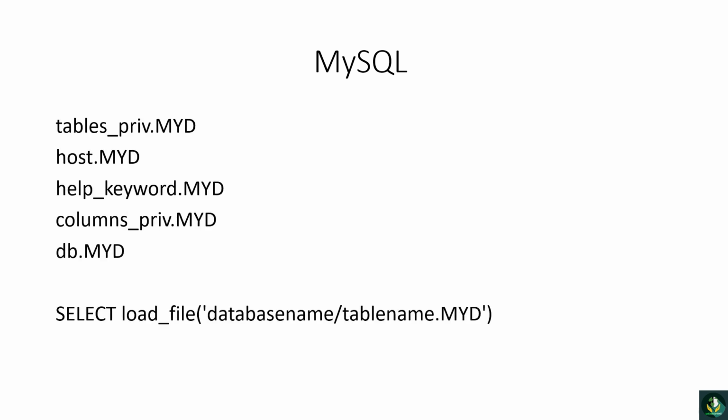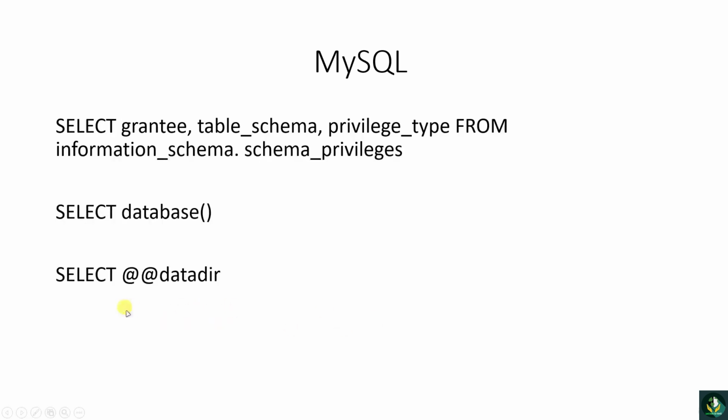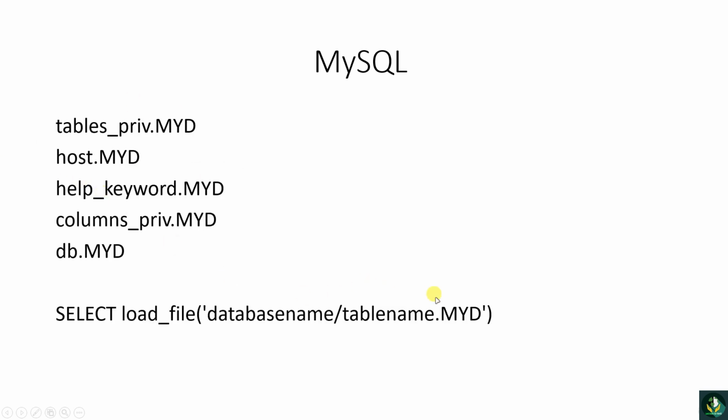For instance, there are some MYD files in the default MySQL database. As you can see, a couple of them, one, two, three, five of them, are MYD files. You can extract the contents of a specific table of the database using this line. However, without information_schema, you will have to brute force the table name for the query to succeed.